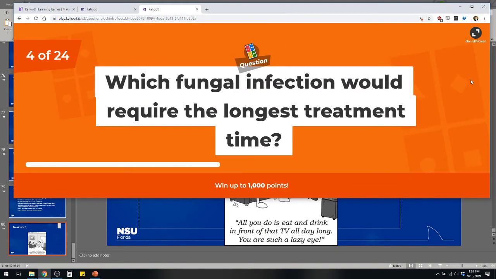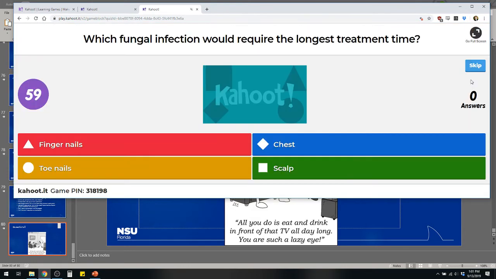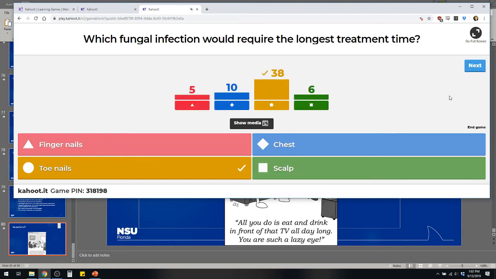All right, which fungal infection would require the longest treatment time, do you think? Would it be the fingernails, chest, toenails, scalp? What do you think? Longest treatment time. Get your last answers in. And let's see. It was the toenails.